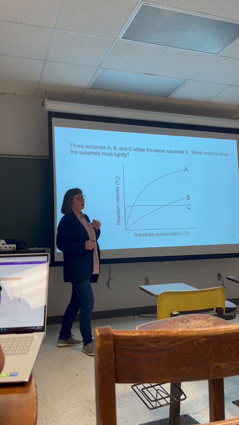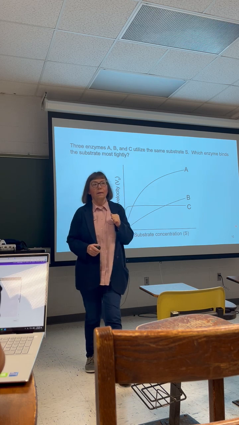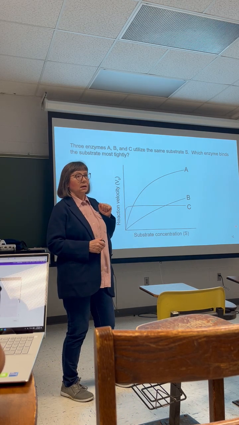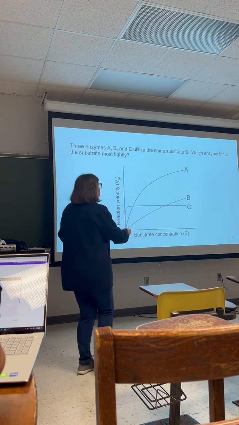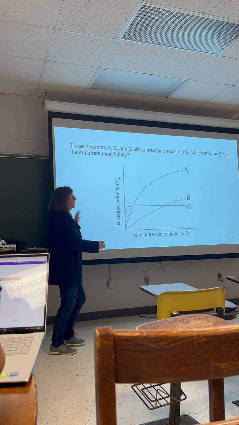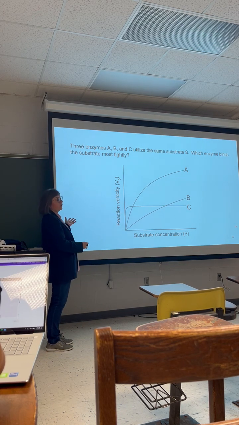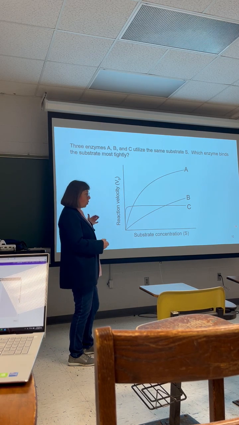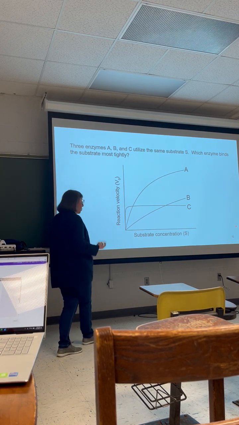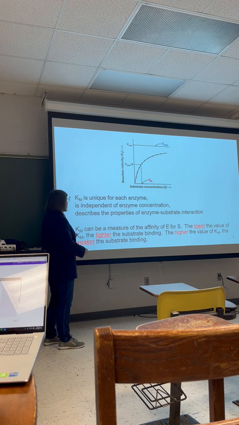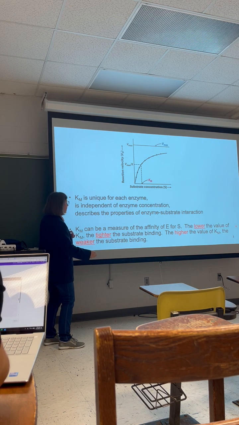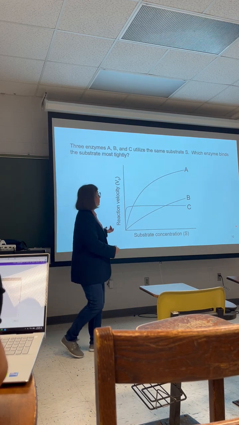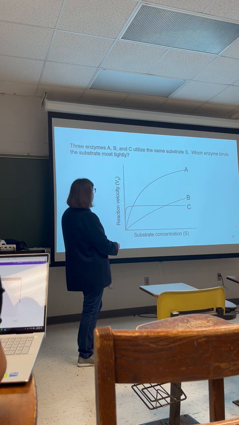So which has the lowest Km here? Lowest Km. Which saturates the fastest? C. Yeah, don't be fooled by the fact that the maximum velocity is lower. This saturates the fastest. So Km is the lowest. We said the lower the value of Km, the tighter the binding. So the answer here will be C. Which enzyme binds the substrates most tightly?